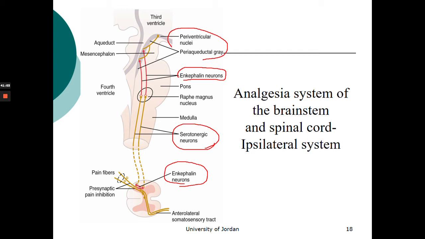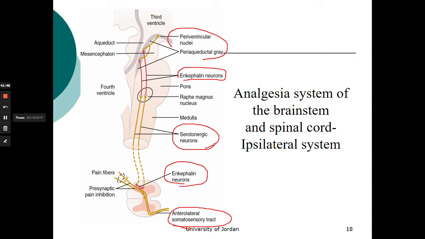So stimulation of these interneurons, the enkephalin fibers in the spinal cord, does presynaptic inhibition to the pain fibers, and then the pain fibers will decrease their secretion of the neuropeptide called substance P. So this is how it works. If it suppresses the pain transmission, then through the anterolateral spinothalamic pathway, pain fibers are decreased.